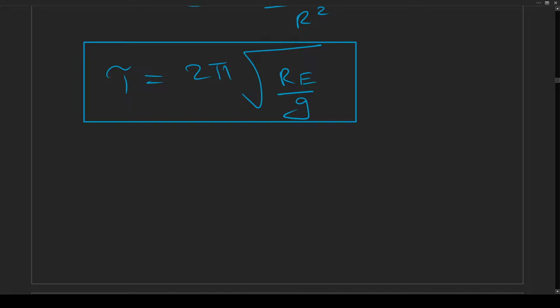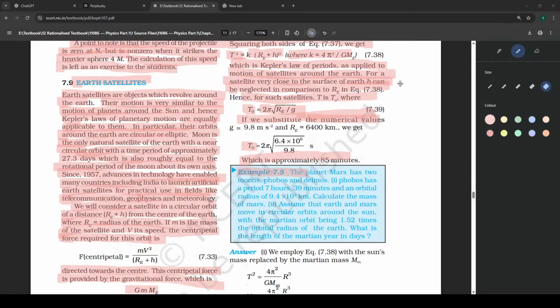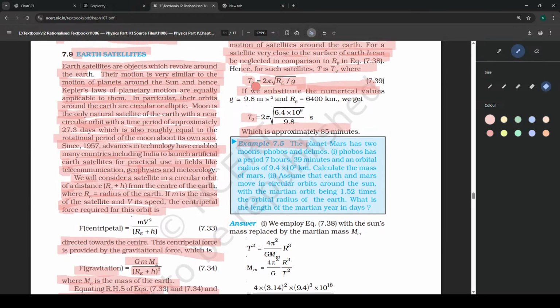Now that's how we got all the equations in the textbook shown above. Numerical values here, we will get this as 9.8, and we will get it as 85 minutes approximately.